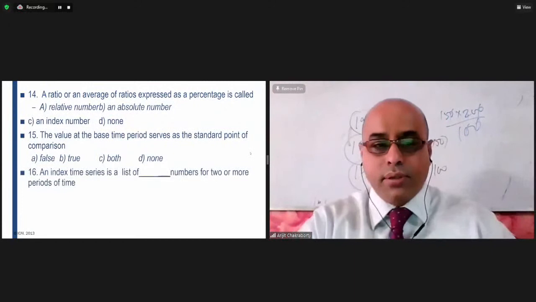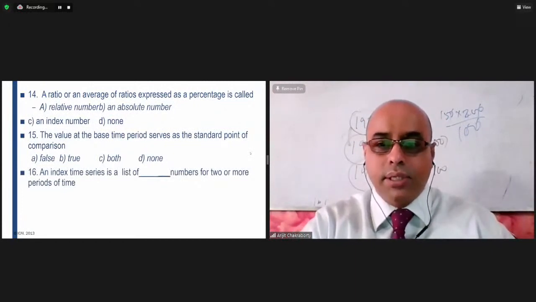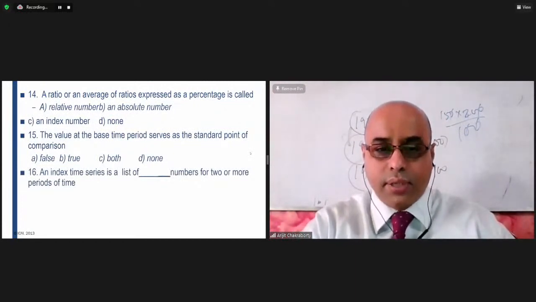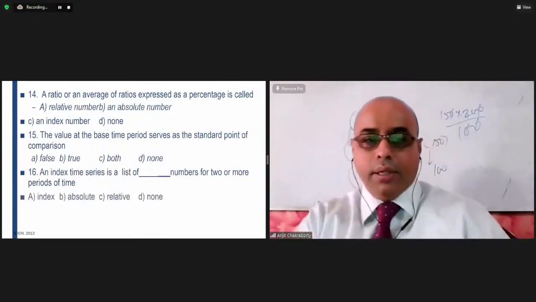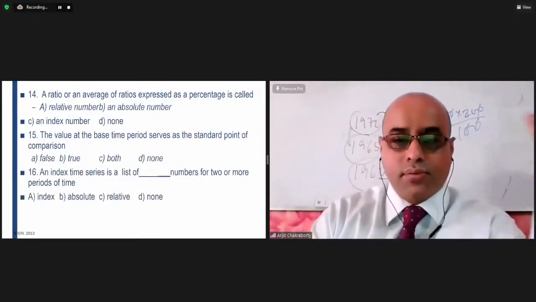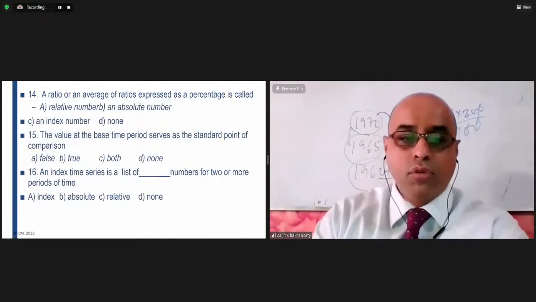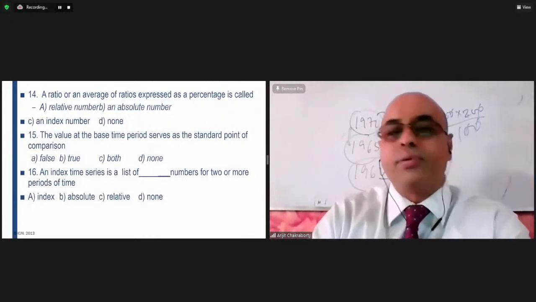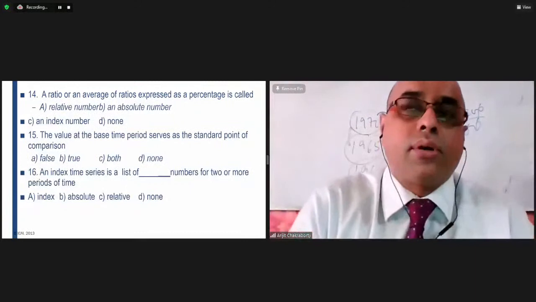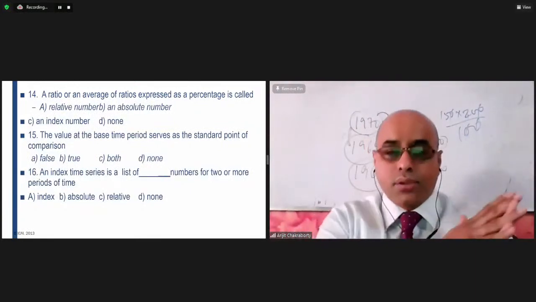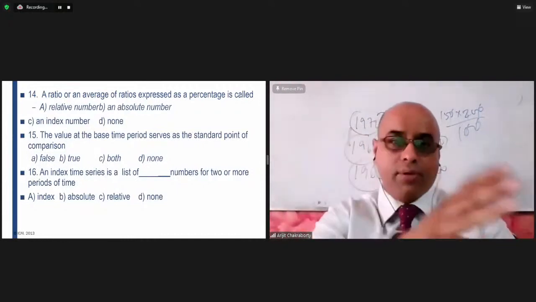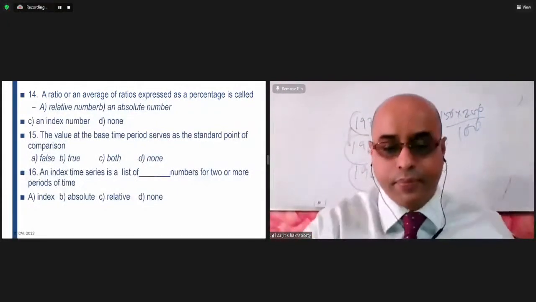The 16th question in the slide: an index time series is a list of dash numbers for 2 or more periods of time. It is a list of index numbers. Time series, of course, is not there in the curriculum, but then index time series is actually a list of all index numbers which covers particular spans of time.